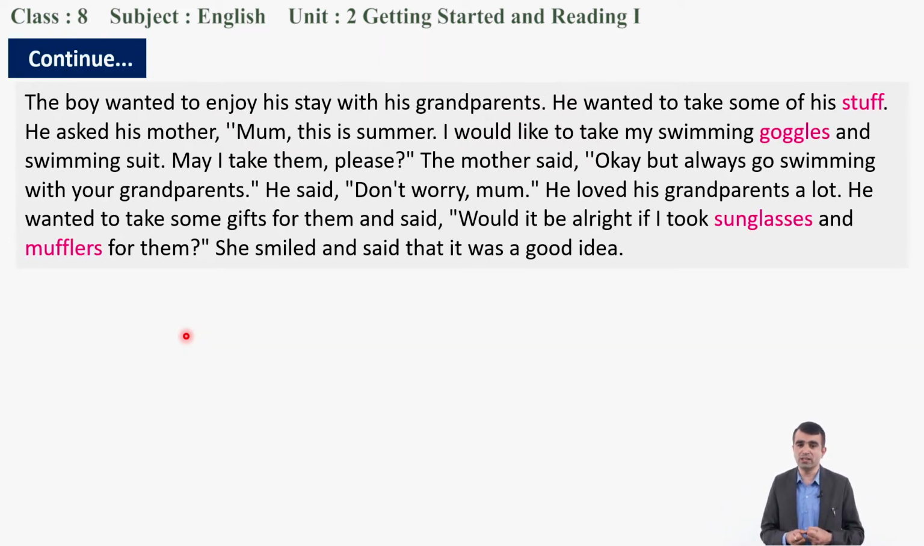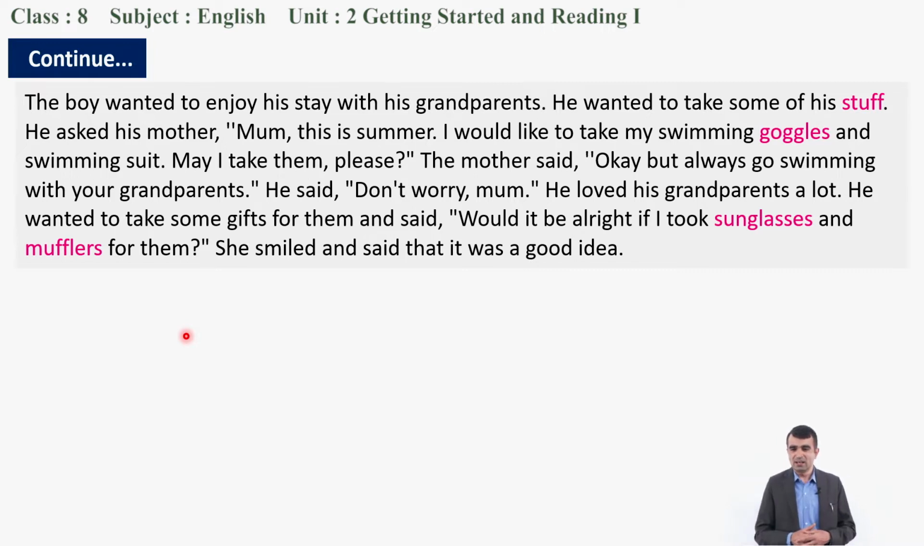The boy wanted to enjoy his stay with his grandparents. He wanted to take some of his stuff. He asked his mother, "Mom, this is summer. I'd like to take my swimming goggles and swimming suit. May I take them, please?" The mother said, "Okay, but always go swimming with your grandparents." He said, "Don't worry, Mom." He loved his grandparents a lot. He wanted to take some gifts for them and said, "Would it be all right if I took sunglasses and mufflers for them?" She smiled and said that it was a good idea.